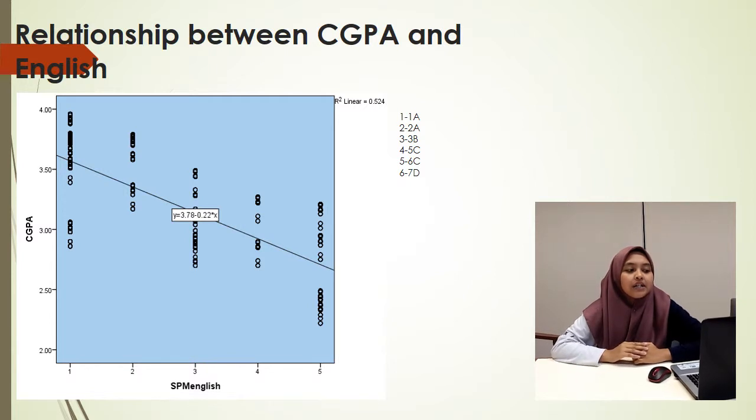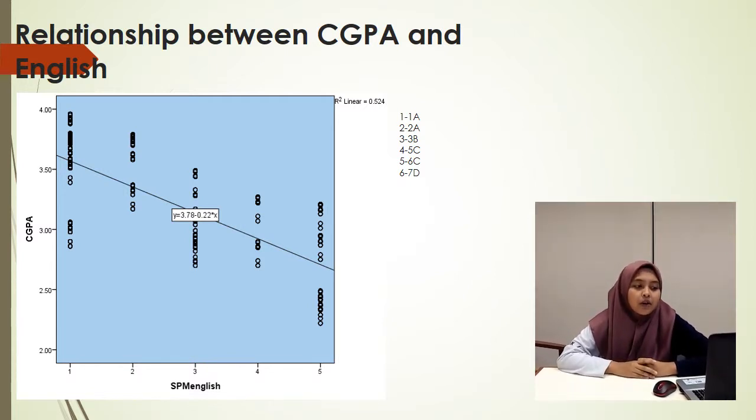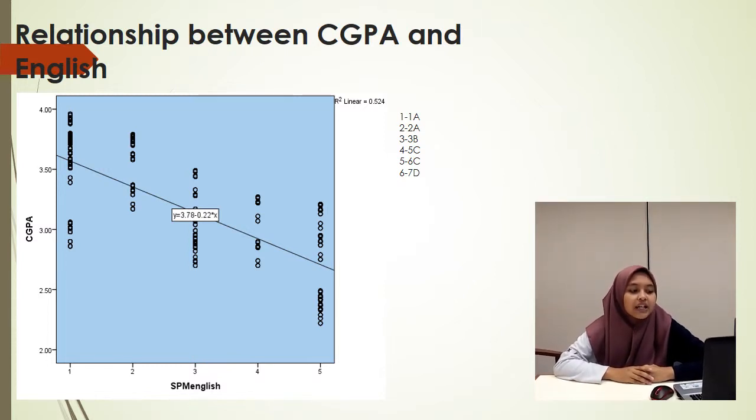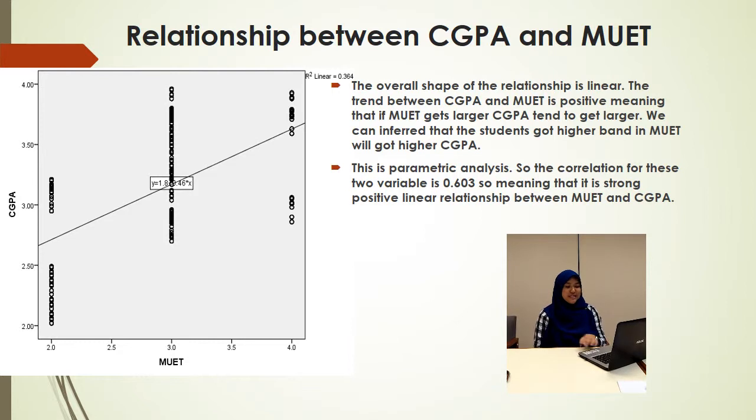Between CGPA and English. Based on the scatter plot above, the overall shape of the relationship is linear. The trend between CGPA and SPM English is a negative trend, meaning that if the student got the lowest grade in SPM English, most probably the CGPA tends to get lower, but with some effort the student can improve their English in order to get a higher CGPA. The relationship between SPM English and CGPA is a strong relationship because the points are scattered closer to the imaginary line. So the conclusion is we can say that English is not really a factor for students getting a higher CGPA. Now the relationship between CGPA and MUET.